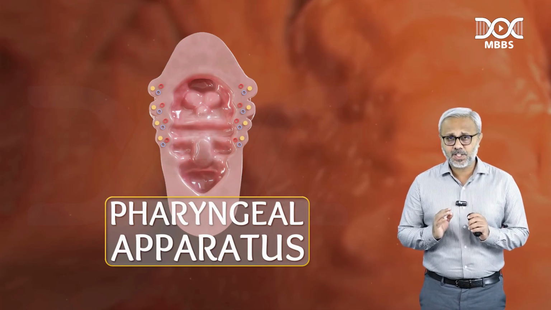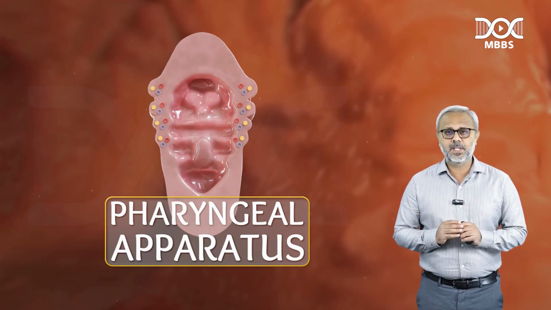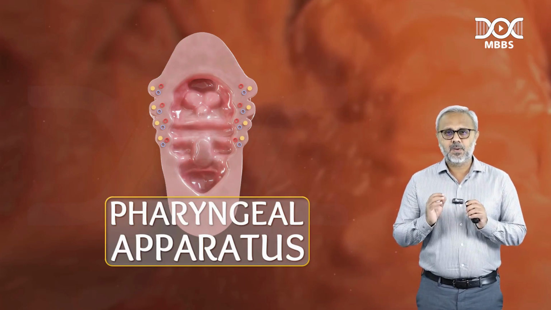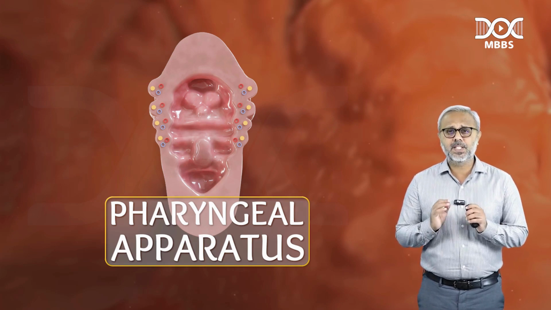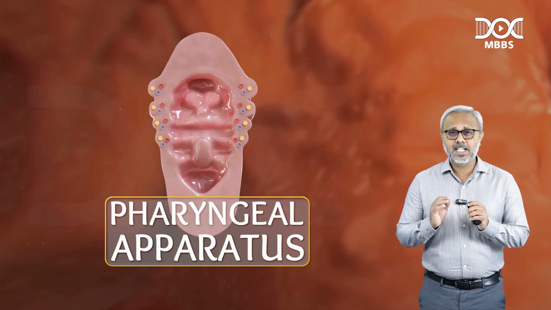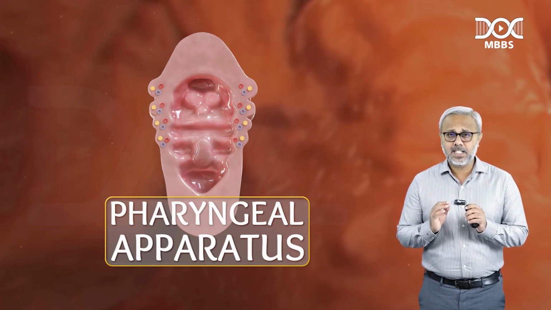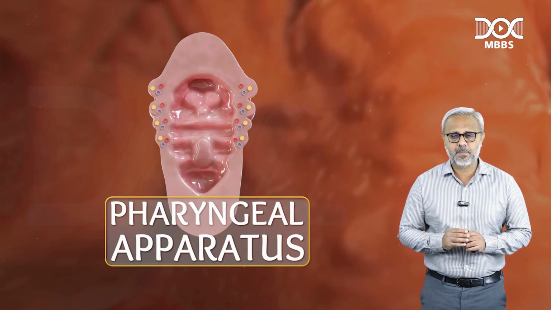What exactly is pharyngeal apparatus? When does it appear? Where does it appear? And what are the structures that develop from pharyngeal apparatus? And what happens when the development of pharyngeal apparatus is deranged? Let's try to learn the details of all these aspects now.